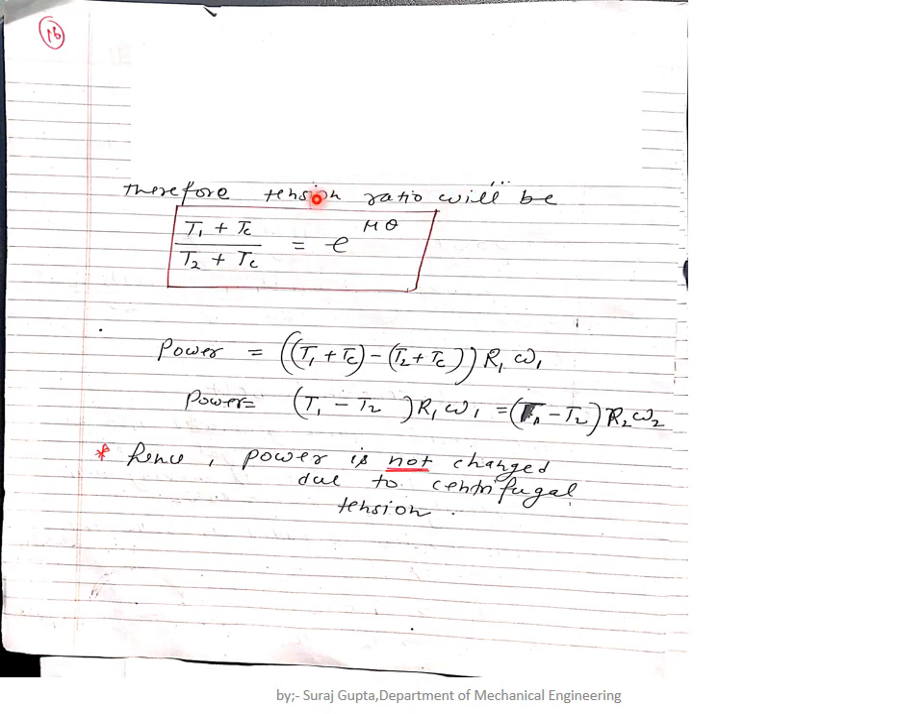This derivation we have already done in the previous lecture. So power will be this tension minus this tension multiplied by R into omega. So (T1 plus Tc) minus (T2 plus Tc) multiplied by R1 omega 1, or we can say R2 omega 2. So we can see that Tc is cancelled out, and we will have the same formula, (T1 minus T2) multiplied by R1 omega 1 or R2 omega 2. So the power formula will not change if the centrifugal tension is there.